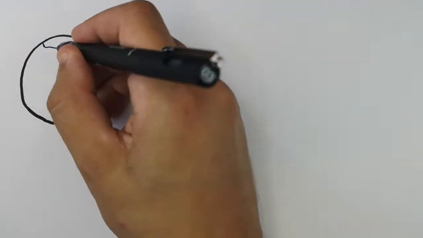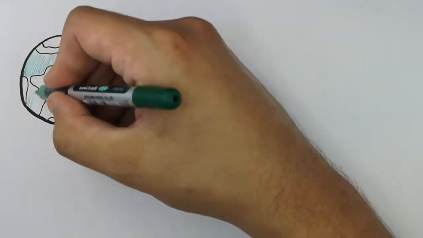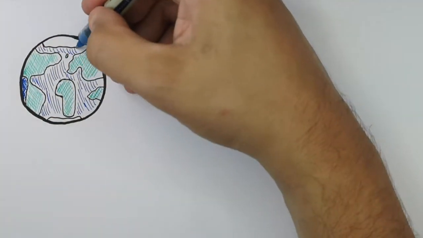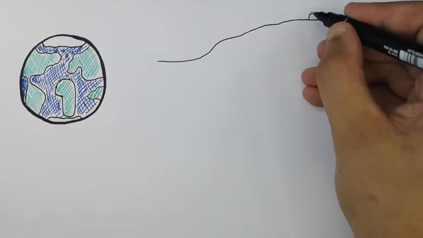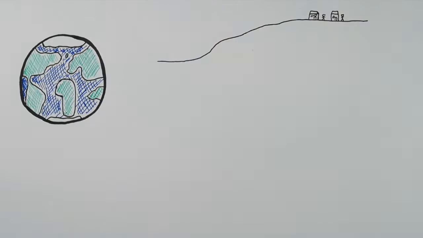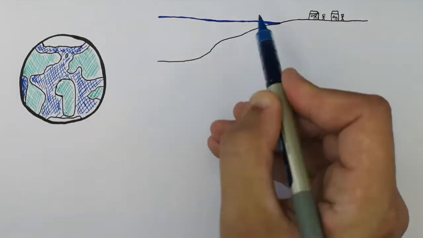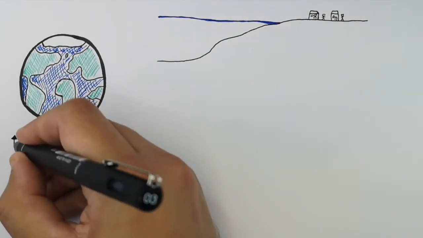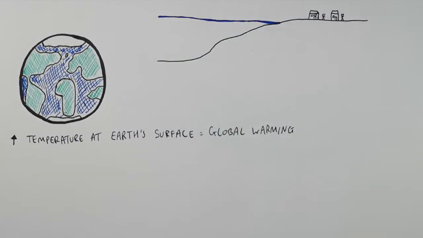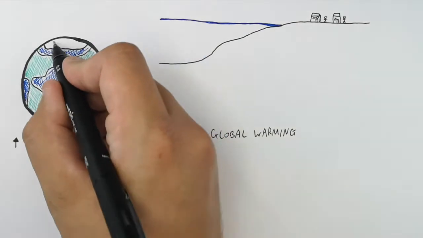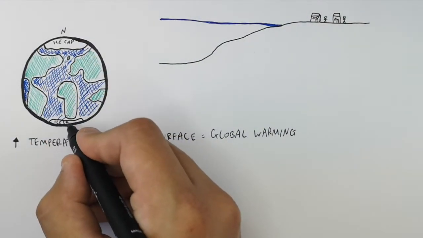This here is planet Earth, with the land, the sea, and the ice caps at the North and South Pole. This is a representation of the land and the sea and the beach, and then habitats where humans live. An increase in temperature at the Earth's surface is global warming. That is global warming, and this can lead to the ice caps melting.